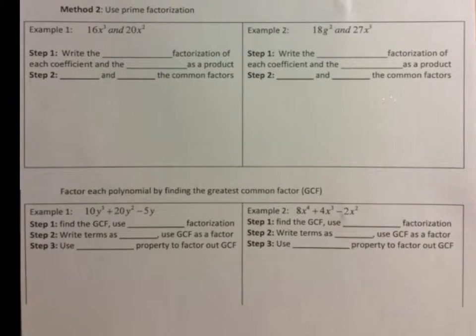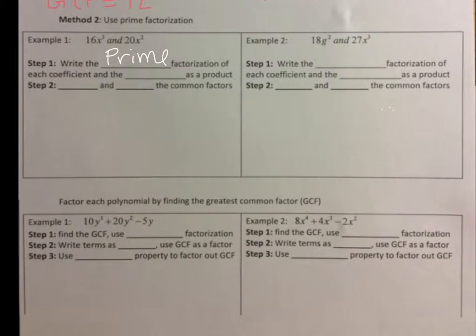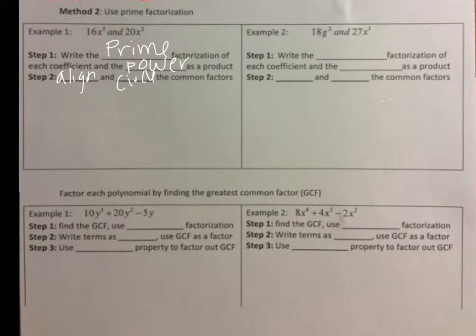So the first step to find the greatest common factor using prime factorization is to write the prime factorization of each coefficient and the power as a product. Step 2, you want to align and circle the common factors.